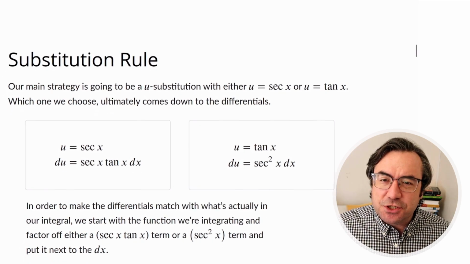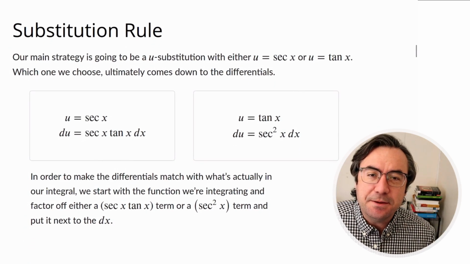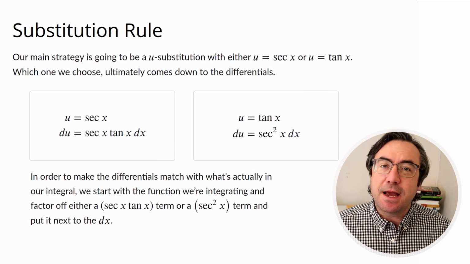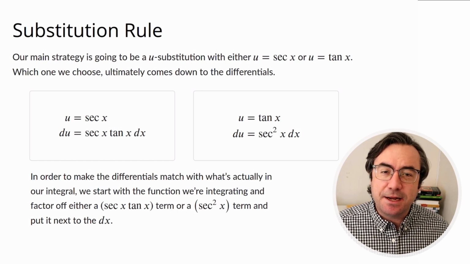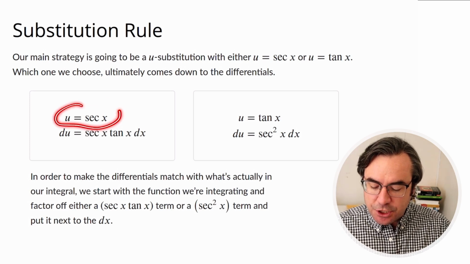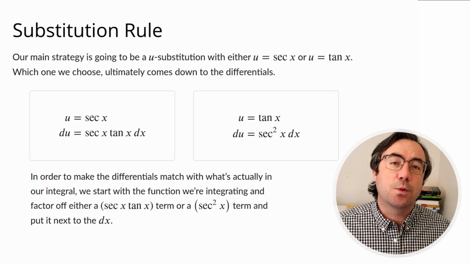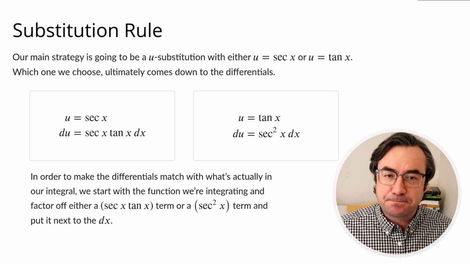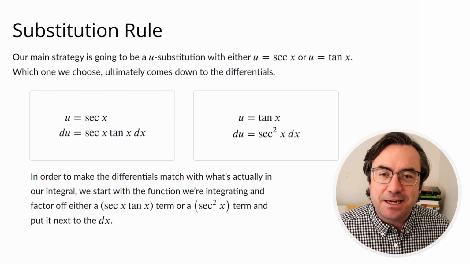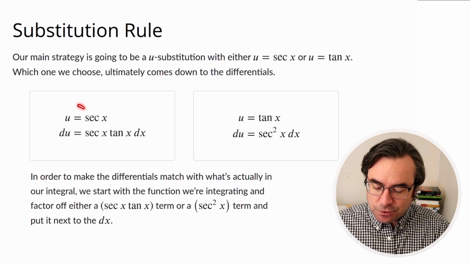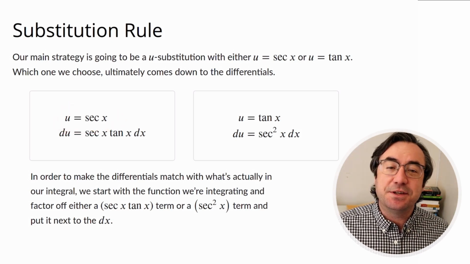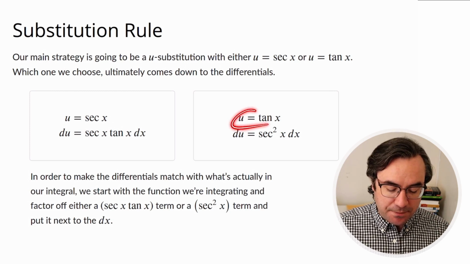What we're going to do, our main strategy is going to be a u substitution. And because we're looking at powers of secant and powers of tan, we're going to have two choices. We're either going to let u equal secant x, or we're going to let u equal tangent x. So that's kind of our idea here. We're going to try u equals secant, see if it works. If it does, great. If it doesn't, well, then we try the other one.